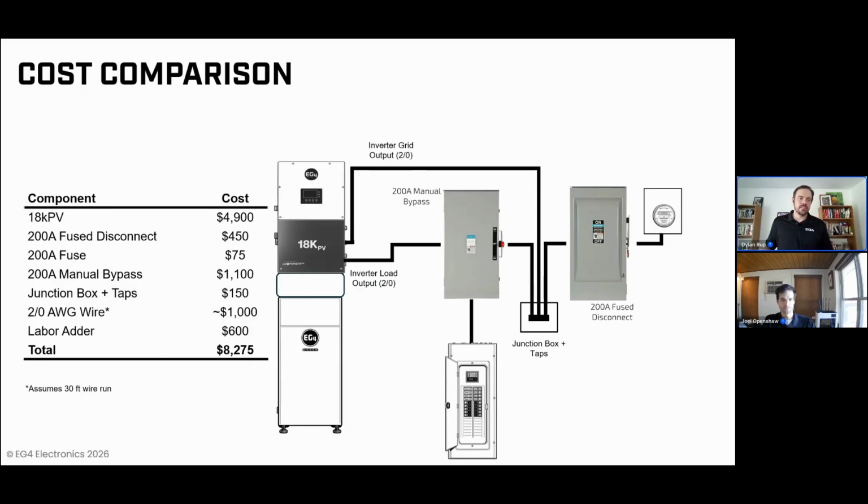So delving into some actual cost breakdown of what this might look like, leveraging the GridBOSS versus a hybrid inverter solution that uses an internal 200 amp MID. Really, that is the primary concern that we hear as it relates to deploying the GridBOSS, is the quote unquote added cost of the MID solution and how that's already built in to something like our 18K PV, which has that internal 200 amp solution.